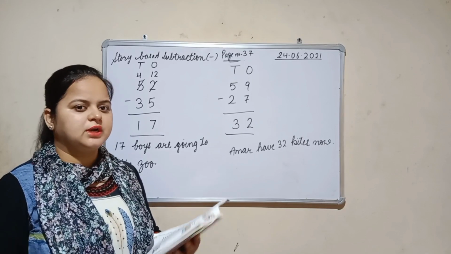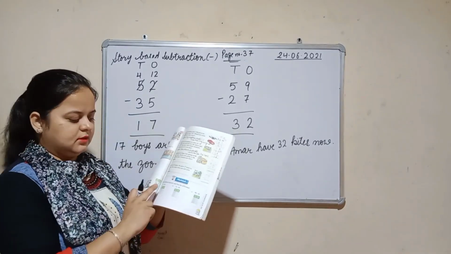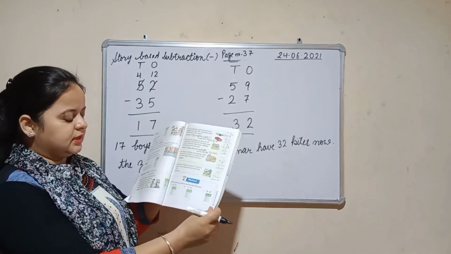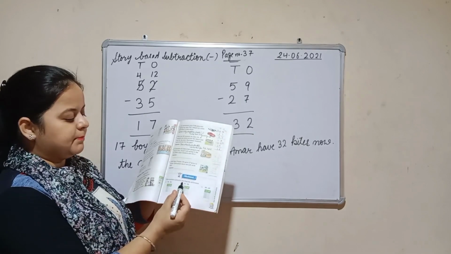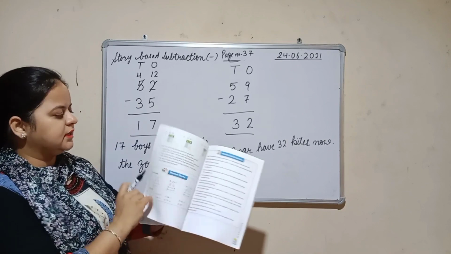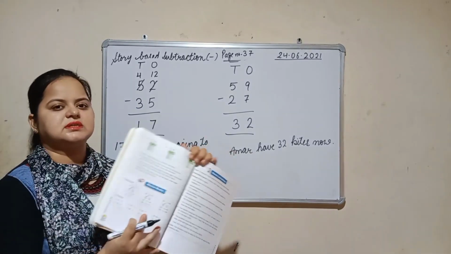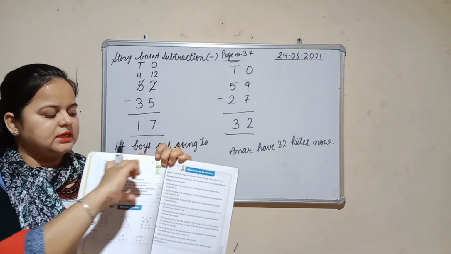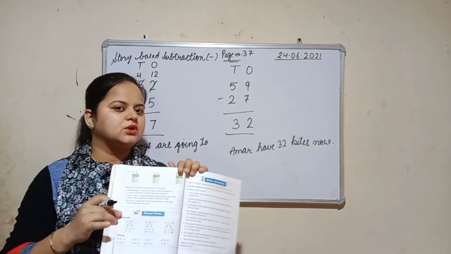Now, my dear students, here at the end of this page, there are sums. Write the numbers correctly and find the difference. These are subtraction sums here, and on the next page, page number 38, these sums you have to do in your homework today.